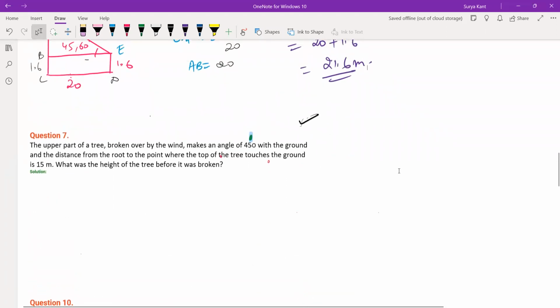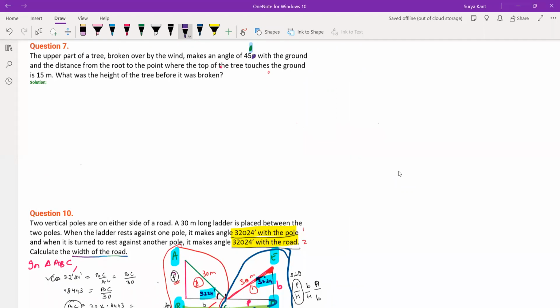Okay, all of you tell me this answer now. Question number 7. This is 45 degree over here. The upper part of the tree is broken over by the wind. Like a similar question, what we had done in last class. The same way we have to do. The upper part of the tree broken by the wind makes an angle of 45 degree with the ground and the distance from the root of the point where the top of the tree touches the ground is 15 meters. What is the height of the tree before it was broken?